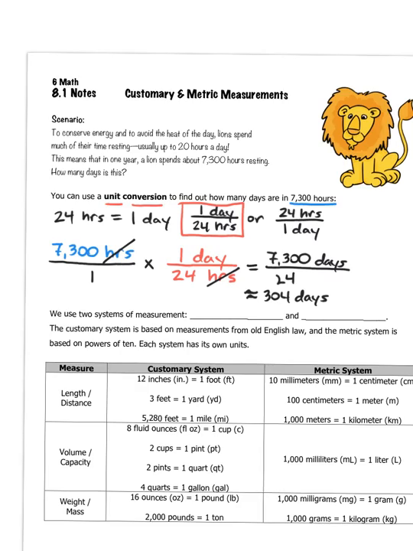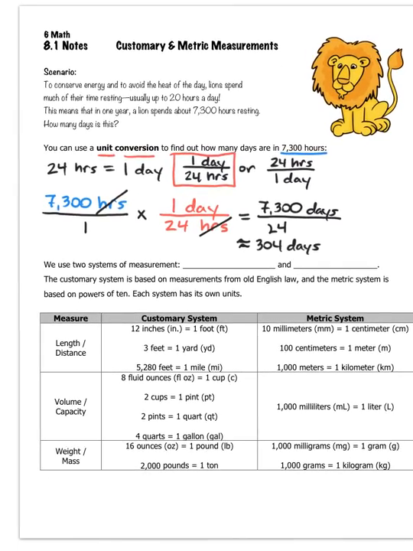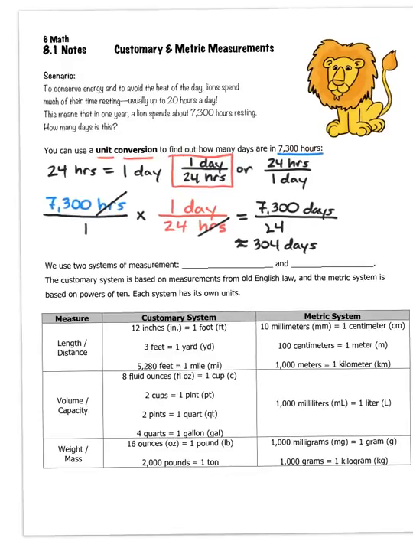When we're measuring quantities, we use two different systems of measurement. Okay, one is called the customary system, or you might have called that the English system before, and the other, which you'll more often use in science classes, is the metric system. So the customary system, like I said, is also called the English system, is based on measurements from Old English law. And we are one of the few countries left in the world, the United States, that still uses mostly customary measurements in everyday life.